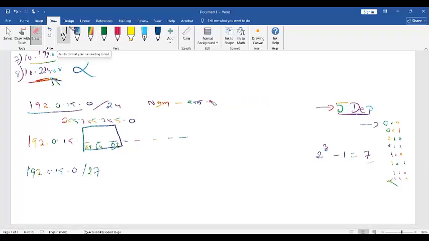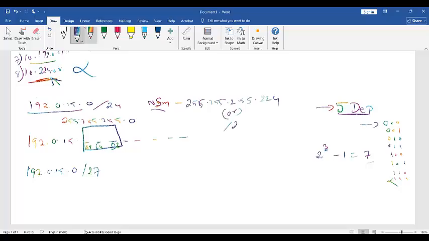I'll write it nicely. 255.255.255 is the default mask, and now given 3 bits, which is 224. Clear? The new subnet mask, which is also equal to what? Slash 27.